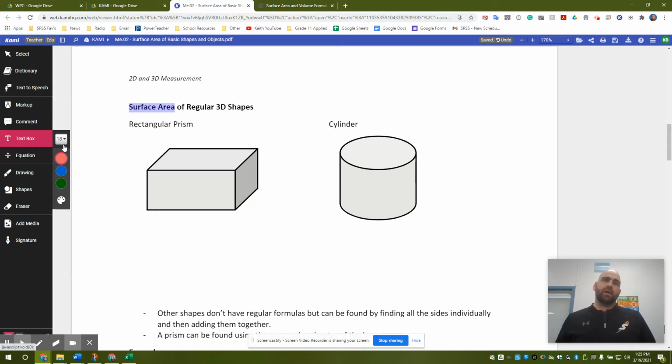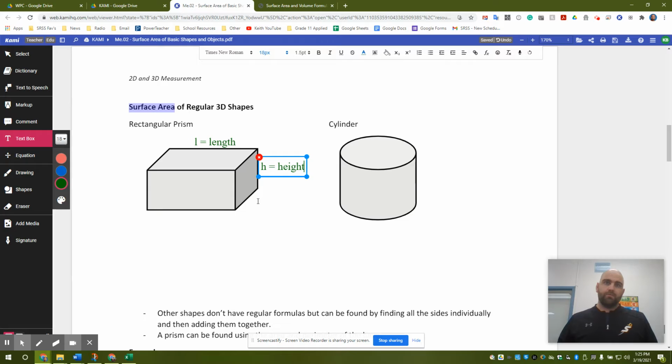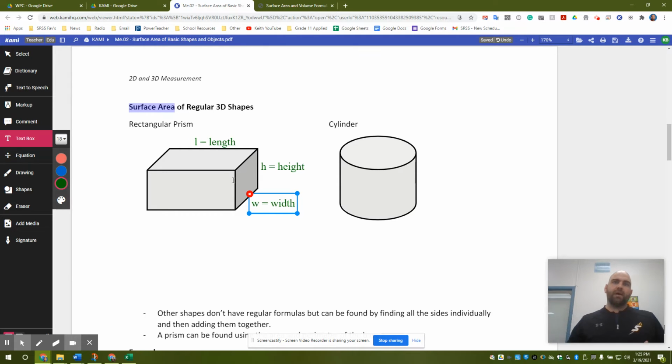The first two that I'm going to look at are some of our most basic prisms that we have. This is a rectangular prism. Some of you have seen this in the past, and we're going to give it 3 different measurements. We're going to call this the length. This one over here is going to be the height. And down here we have the width, length, width, and height. Okay. So we have these 3 measurements.